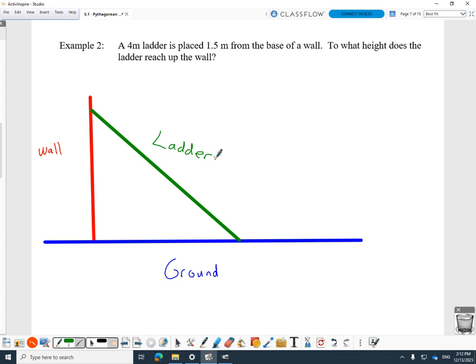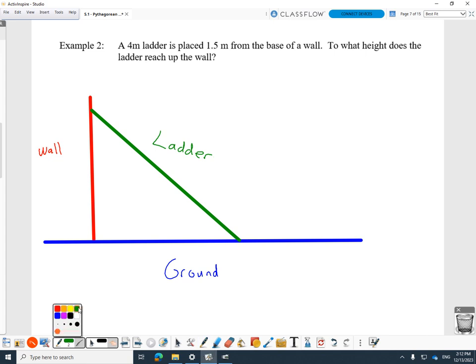Please, friends, if you're ever on a ladder like this, make sure someone stands at the bottom and holds the bottom for you. Where is this? Isn't that the bottom of the first page? Yeah, I found it. Okay. A 4-meter ladder. So where does the 4 meters go, friends?